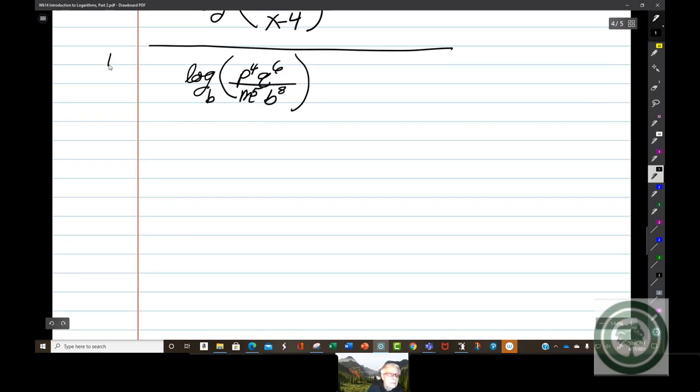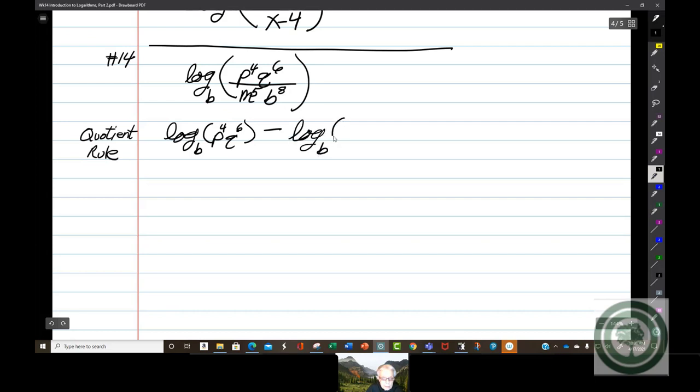All right, this is number 14. All right, we're going to use the quotient rule. We'll have log base B, P to the fourth times Q to the sixth, minus log base B of M to the fifth, times B to the eighth.